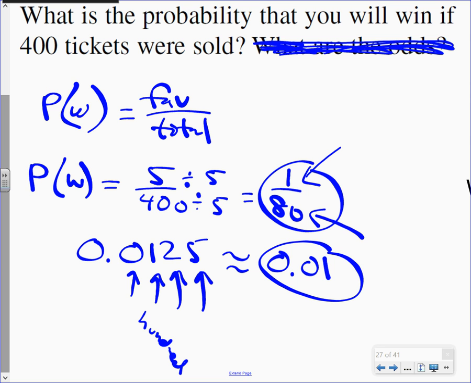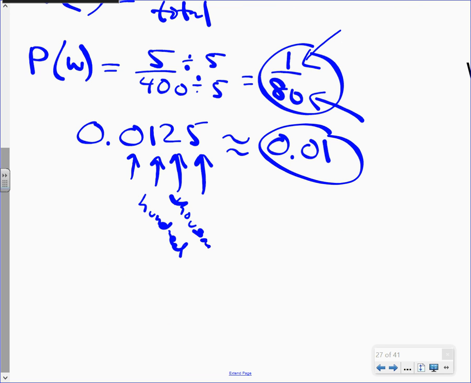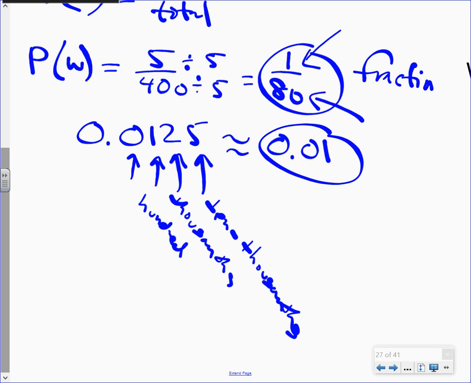This is the 10,000ths place here. See, this is the hundredths place. This is the thousandths place. And this is the 10,000ths place. Imagine a fraction that's 10,000 pieces small, like just every piece a 10,000th. That's why it gets smaller and smaller. I rounded this decimal to the nearest hundredths place, 0.01, because the 2 is not 5 or bigger, so I just round it down. So here's your fraction of winning the raffle. Here's your decimal of winning the raffle.